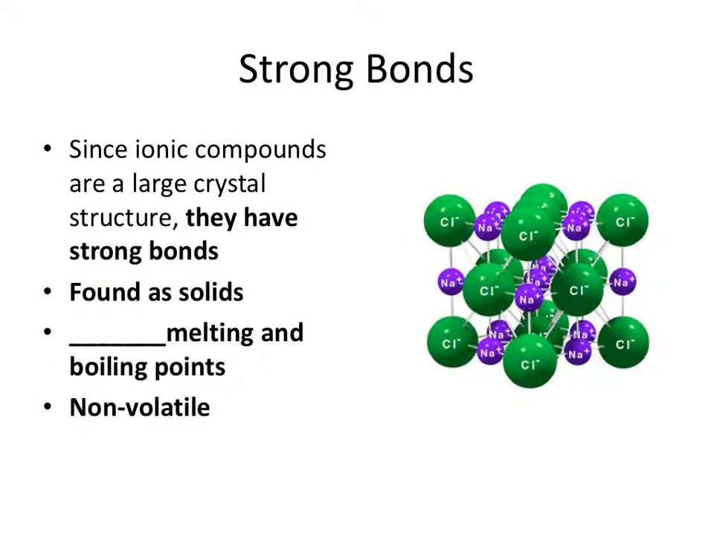So, right, ionic compounds, they're forming these large crystal structures. So they have really strong bonds because they've totally exchanged their electrons. So this means that they're going to be found as solids typically because of that strong exchange of electrons. They're going to have high melting and boiling points, and they're non-volatile. So that means they don't go to gas easily.